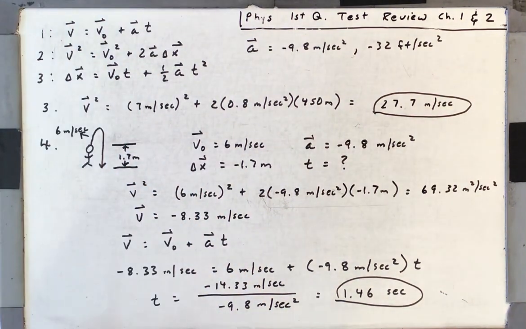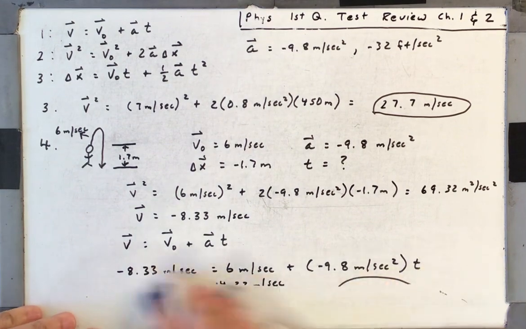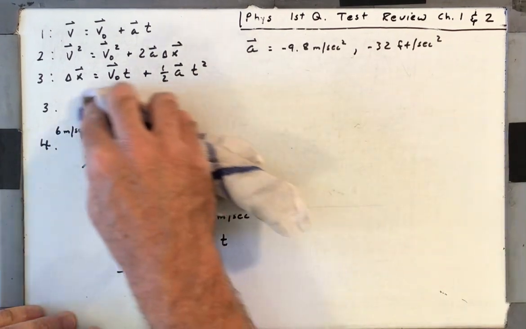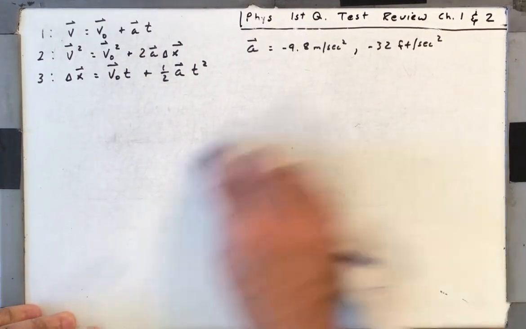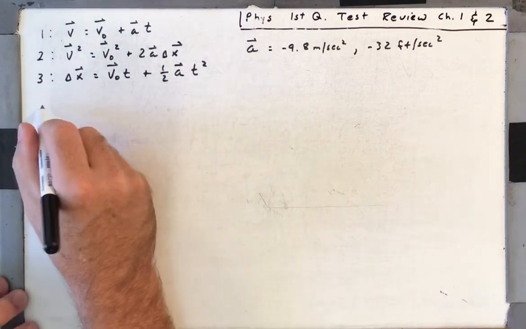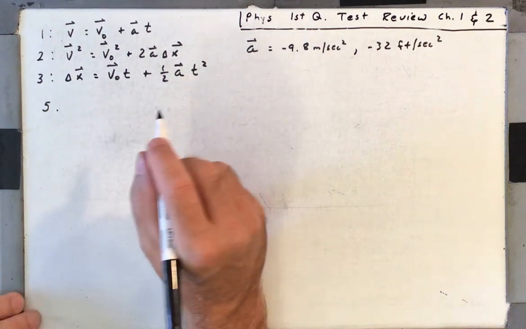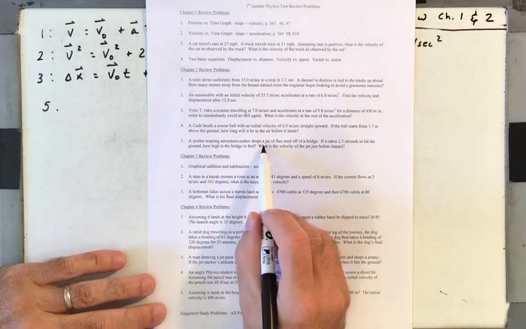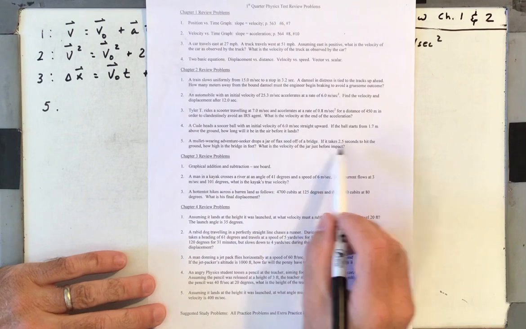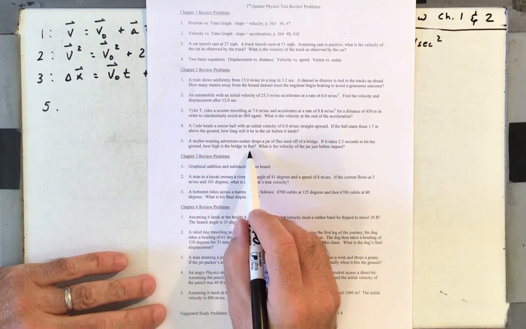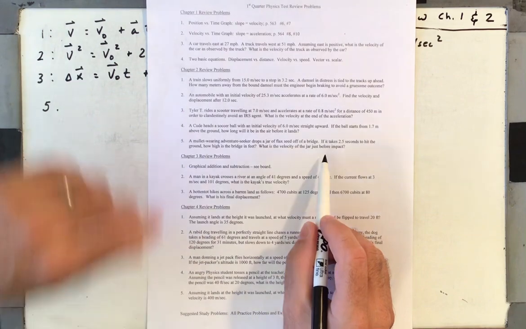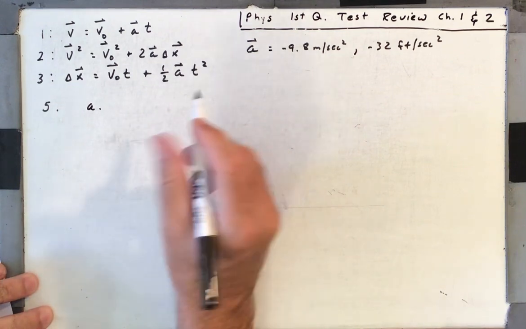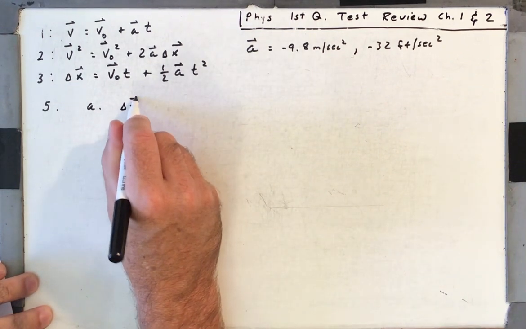All right, last one of our Chapter 2 review. Number 5 says, a mullet-wearing adventure seeker drops a jar of flaxseed off a bridge. If it takes 2.5 seconds to hit the ground, how high is the bridge in feet? And what is the velocity of the jar just before impact? All right, we got two questions here. How high is the bridge in feet? So I want to know delta x.